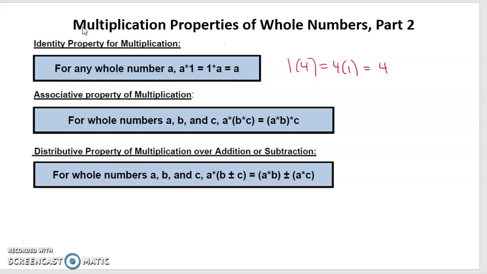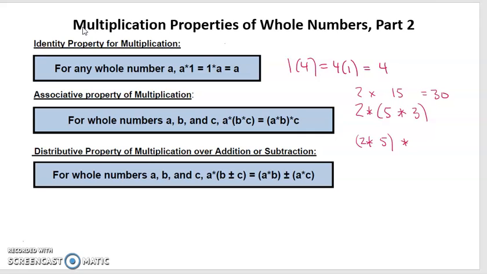The associative property, similar to addition, says you can group these in different ways. This is one of the key misunderstandings that students have. If I want to take 2 times 5 times 3, I could say that's 2 times 15, which is 30. Or I could regroup those, group those differently. So the 2 and 5 are associated.